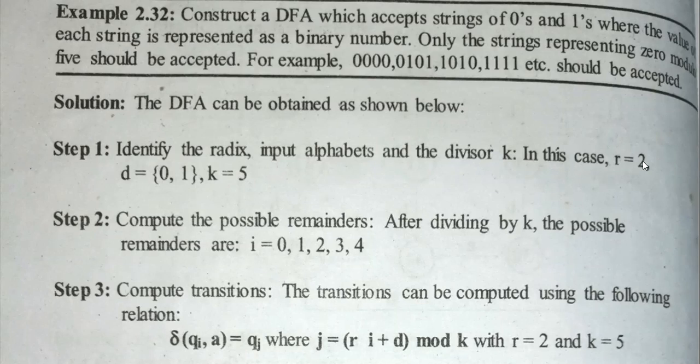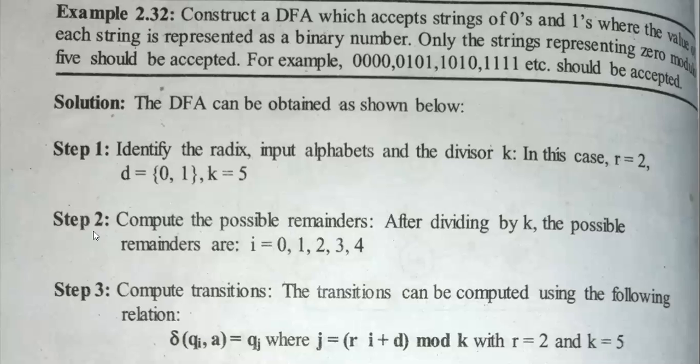In this case, R will be equal to 2. From the basic discussion itself, we found that for a binary number, the radix will be equal to 2. In the next problem, we'll see what the radix is for a normal number. So R is equal to 2. Then D, the input alphabet, the digits: we have 0 and 1. So D will be equal to {0, 1}. K will be equal to what? 5, exactly. So this is the first step: identify R, D, K.